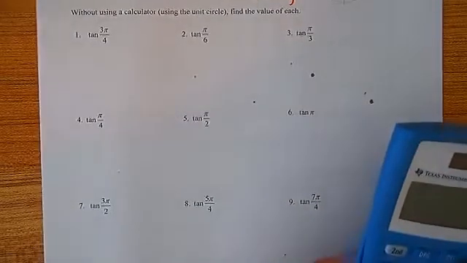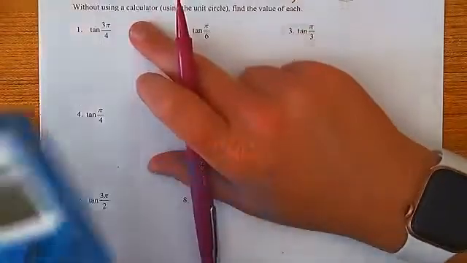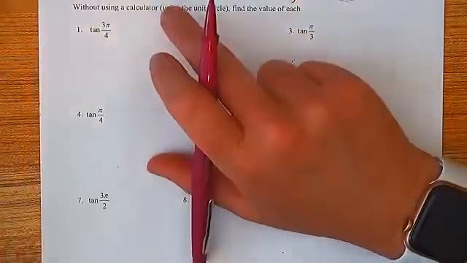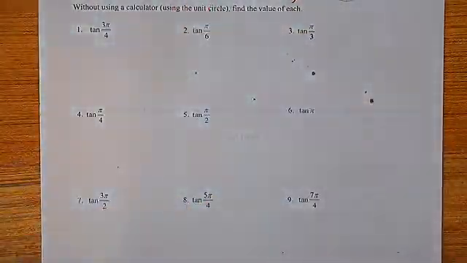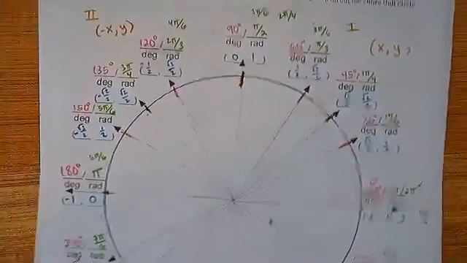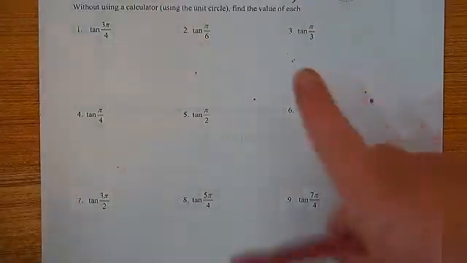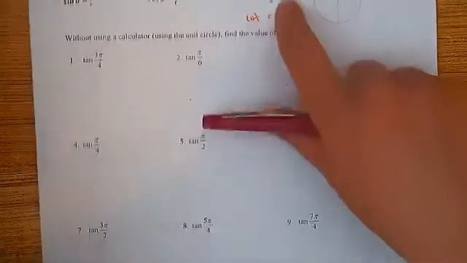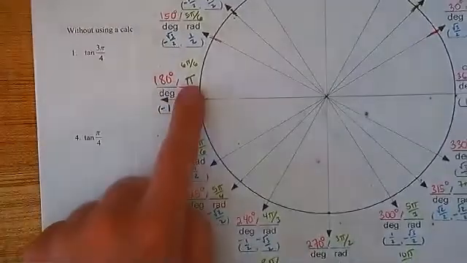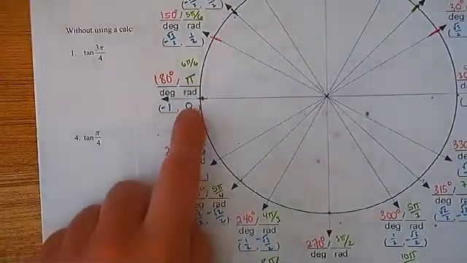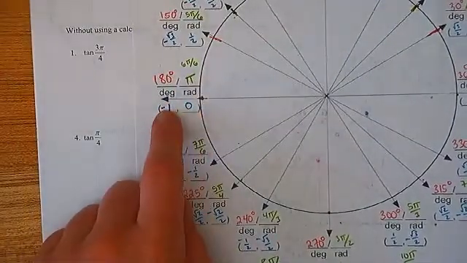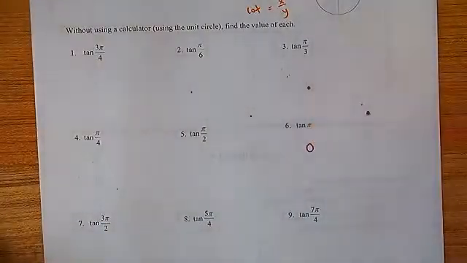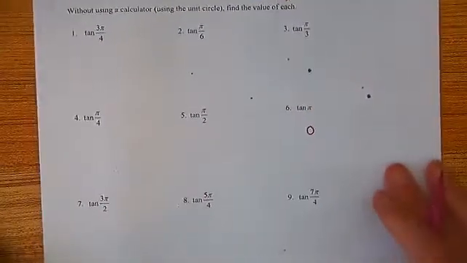So let's see, you're welcome to either use, I know it says without using a calculator, but use a calculator, or you can practice using your unit circle. So as a reminder, if we were finding tan of pi, well, tangent is y over x. So you would go over here to pi, and you would take the y value and divide by the x value. So that would be 0 over -1, which of course is 0, okay?